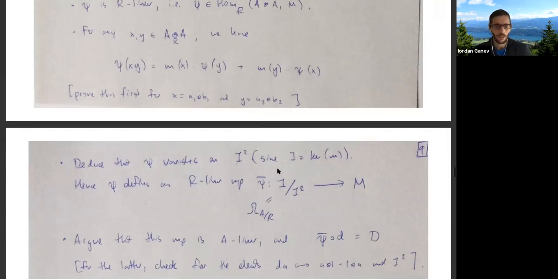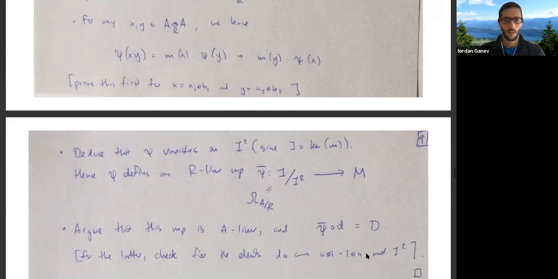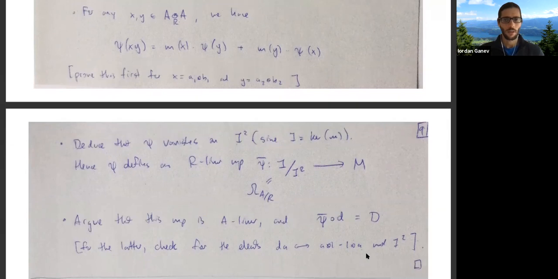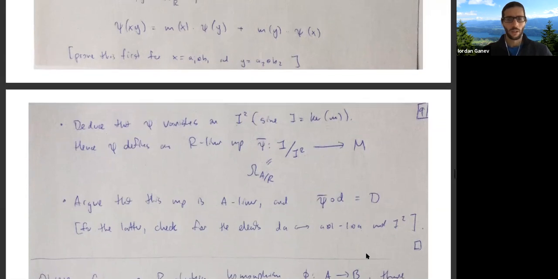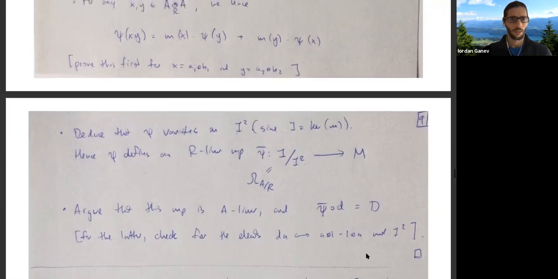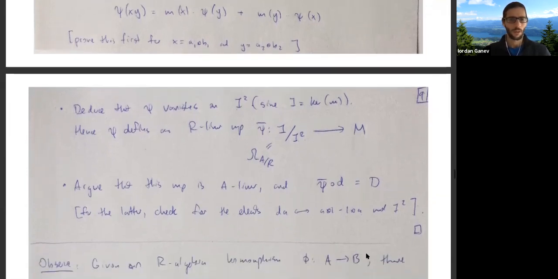Just one little note for the last part: you can just check it on the elements a tensor 1 minus 1 tensor a mod I squared. So that's the first important result about Kähler differentials, that they represent derivations. Derivations are just linear maps out of the Kähler differentials. Right, okay. If there are no questions about the theorem, then let me move on.